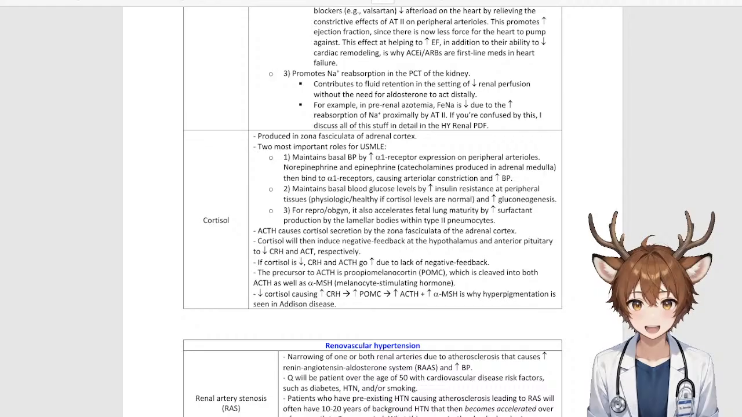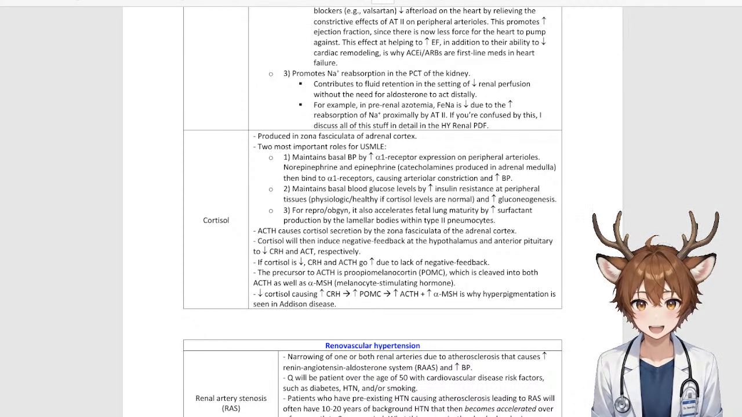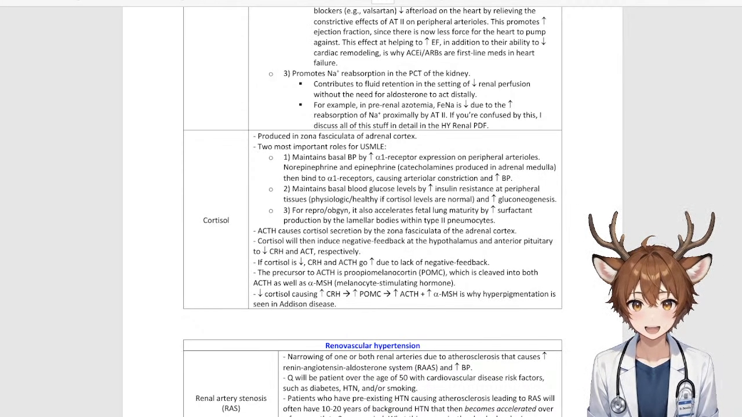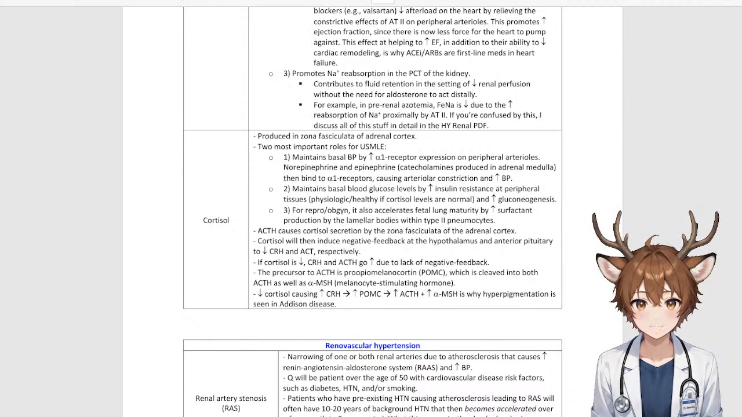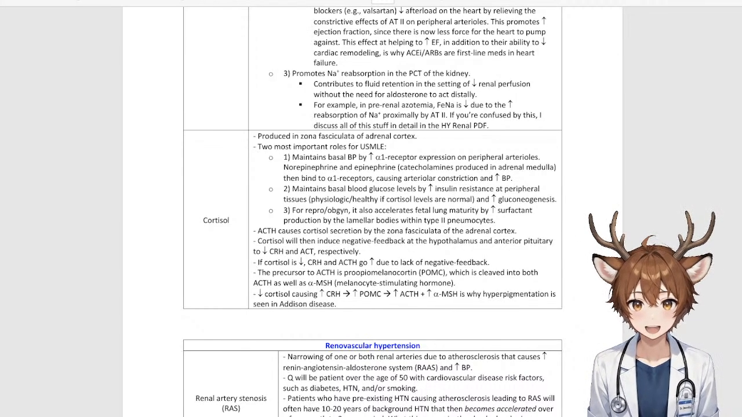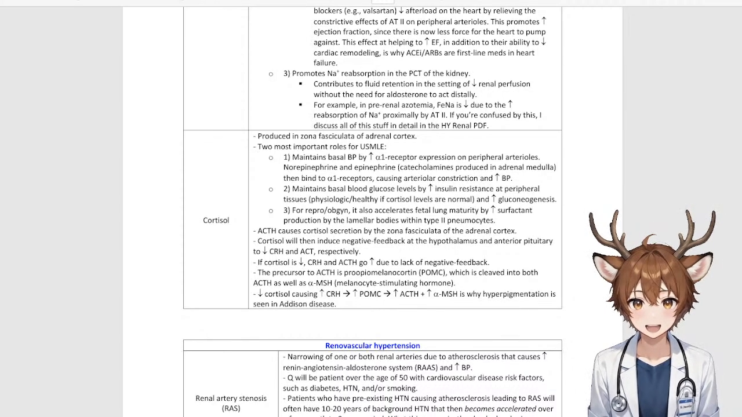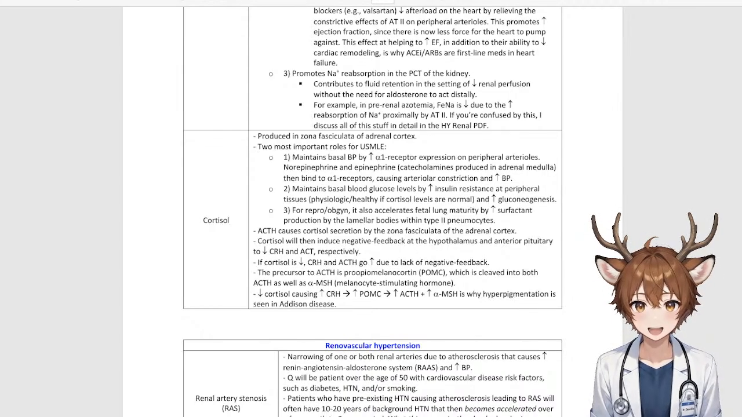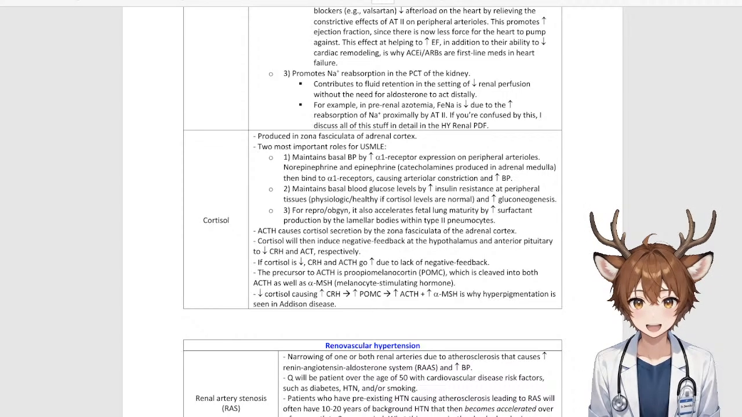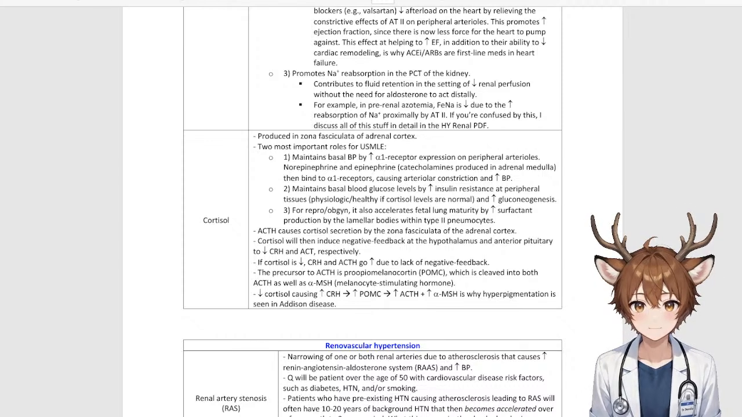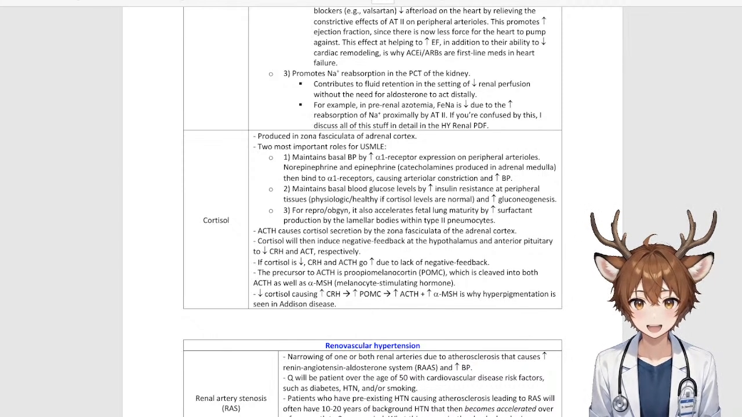The precursor to ACTH is pro-opiomelanocortin, POMC, which is cleaved into ACTH as well as alpha-MSH, melanocyte-stimulating hormone. A decrease in cortisol causing an elevated CRH leads to an increase in POMC, which leads to an increase in ACTH plus an increase in alpha-MSH, which is why hyperpigmentation is seen in Addison's disease. Because when it cleaves itself, it has two different molecules doing two different things at the same time. So with this processing, Addison's disease will have increased pigmentation.